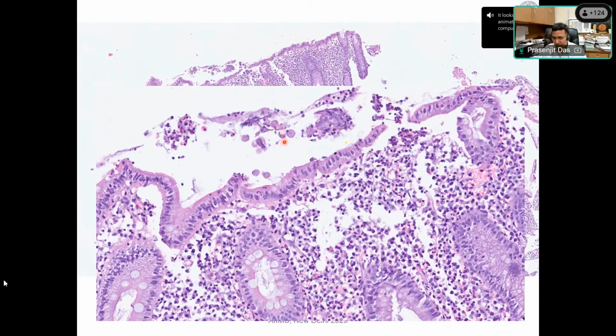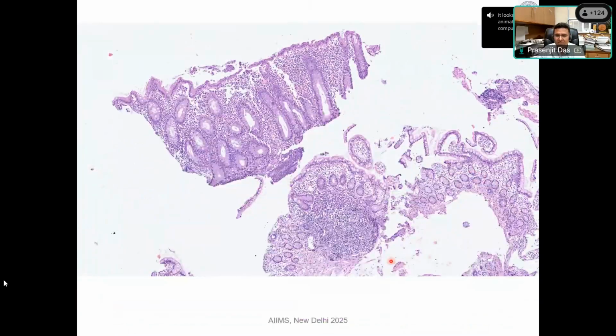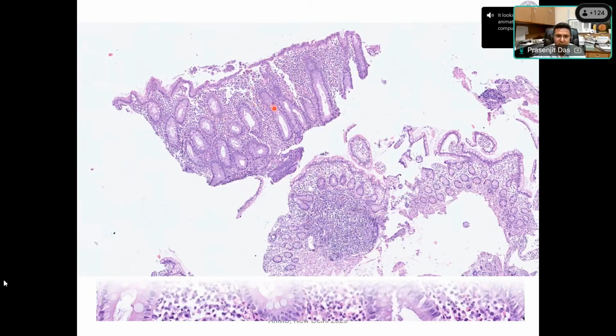Okay, so these are amoebic trophozoites. So this is actually an amoebiasis, but see how the morphology cheated you. It is a patchy chronic active ileocolitis, but it is due to amoebiasis. That means this type of chronicity and activity can be seen in other diseases. Let us discuss another case.